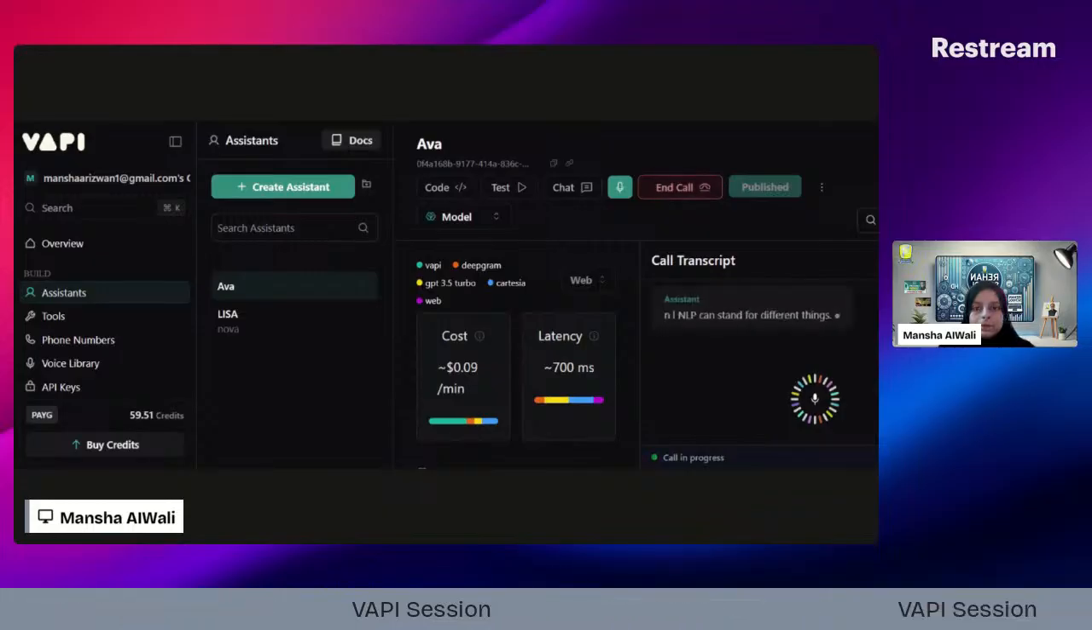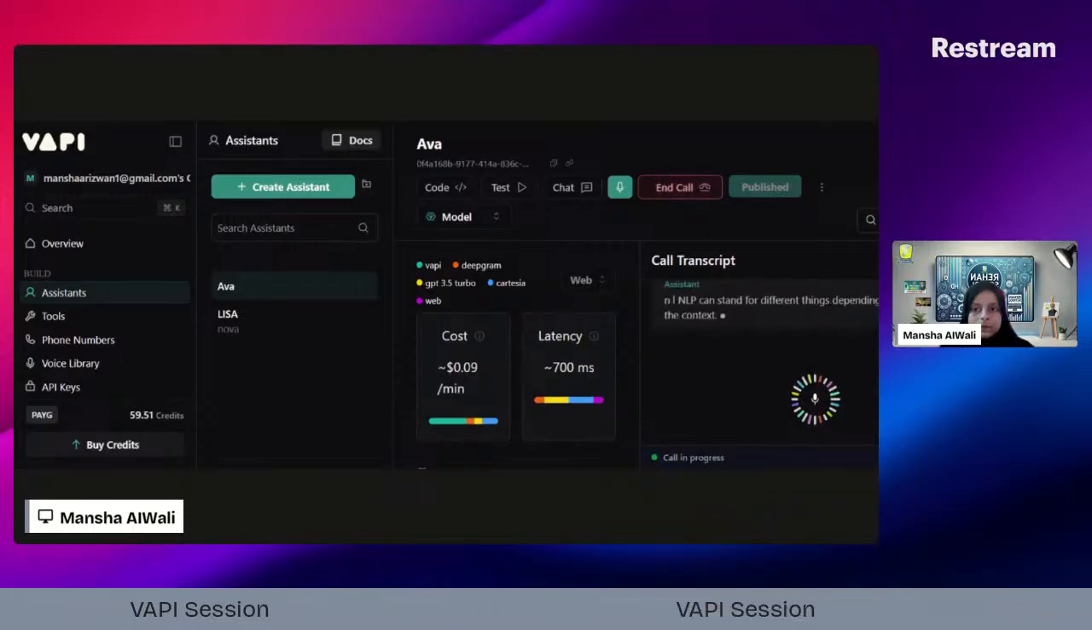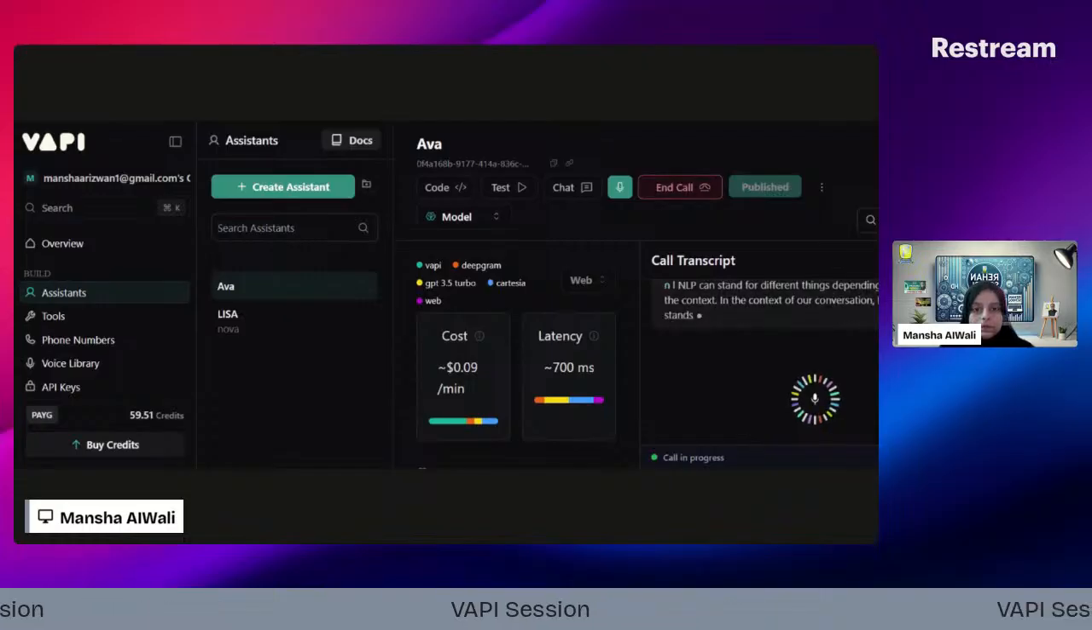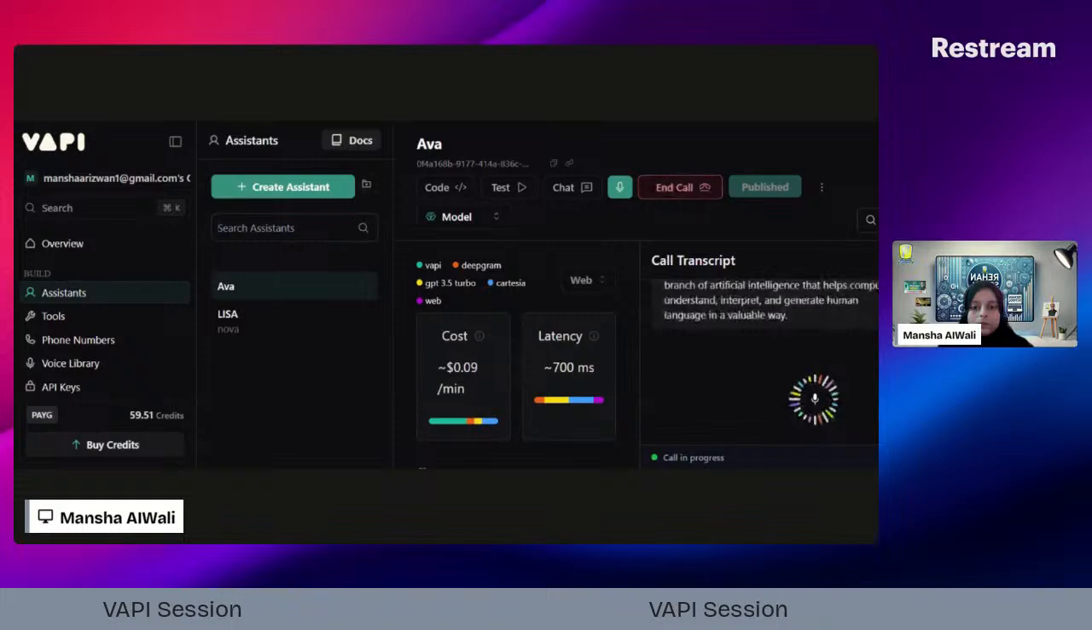NLP can stand for different things depending on the context. In the context of our conversation, NLP stands for Natural Language Processing, which is a branch of artificial intelligence that helps computers understand, interpret, and generate human language in a valuable way.